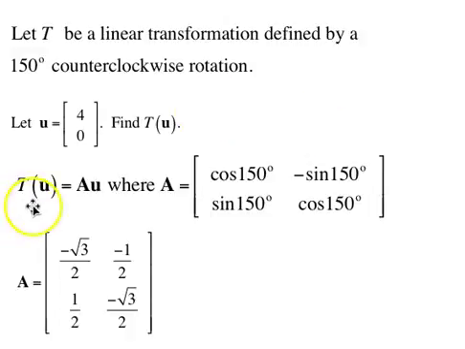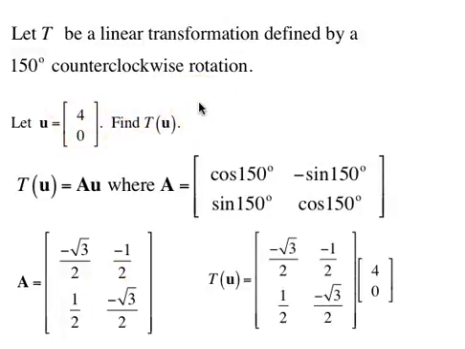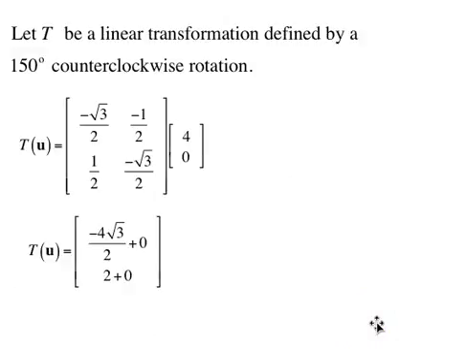So if I want T of U, all I have to do is apply this matrix, multiply this matrix to that vector U. So that's what T of U will be. Negative root 3 over 2 times 4, which is negative 2 root 3 plus 0. 1/2 of 4 is 2 plus 0. So you can see that's what we're going to get. We're going to get negative 2 root 3, 2.